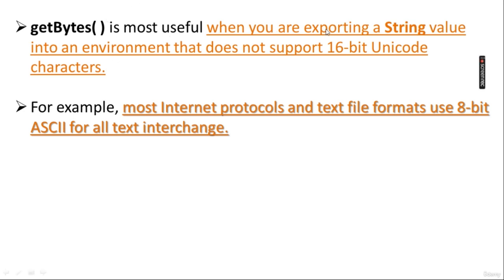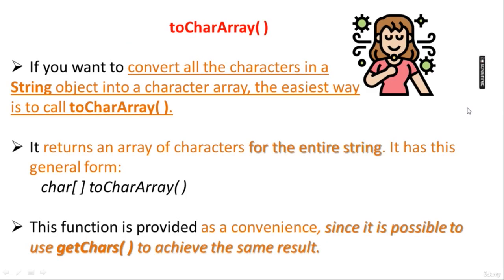getBytes is most useful when you are exporting a string value into an environment that does not support 16-bit Unicode characters. For example, most internet protocols and text file formats use 8-bit ASCII for all text interchange. Okay. Whenever you are in an environment that does not support 16-bit Unicode characters, getBytes is useful, because text file formats and most internet protocols use 8-bit ASCII for all text interchange.